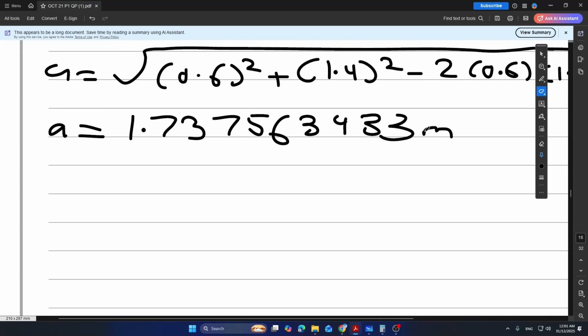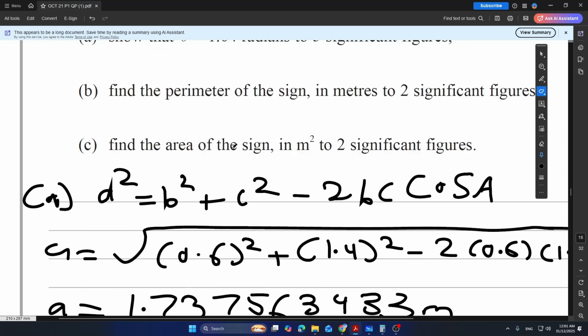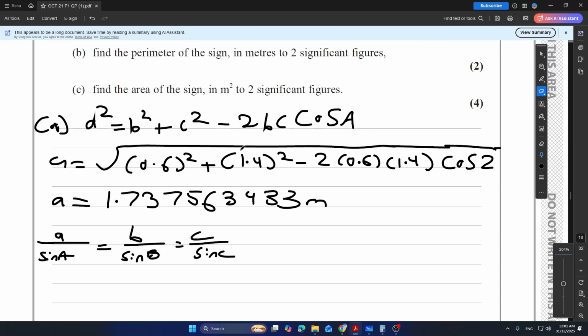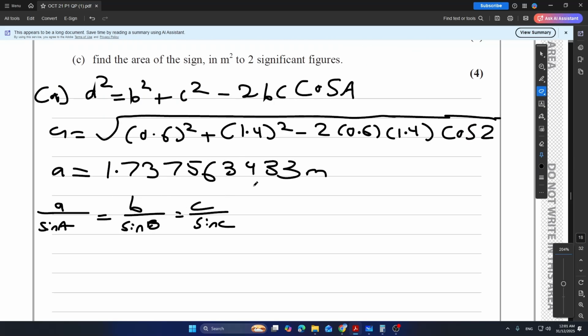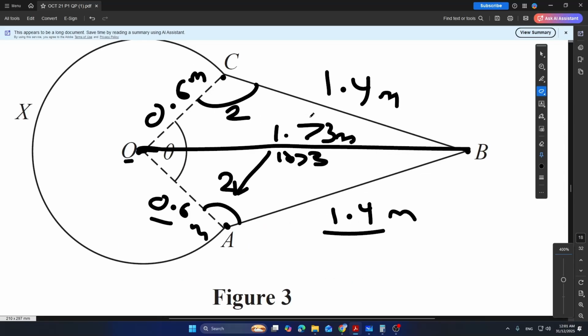We're going to say a over sine a, always the capital letter for angle and small letter for side, c over sine c. So a over sine a equals b over sine b equals c over sine c. Now the letters don't really matter here. We just need to see that we have an angle.